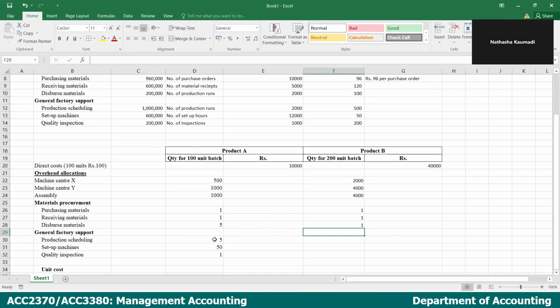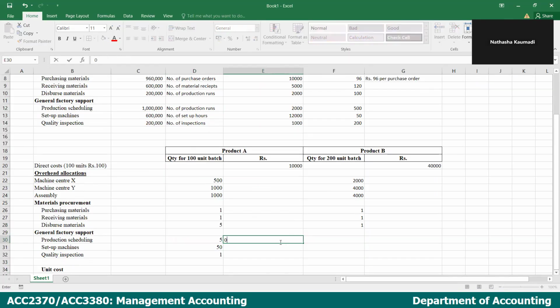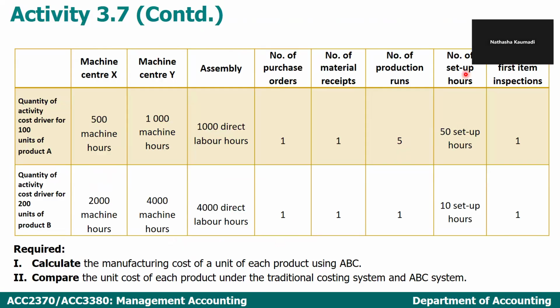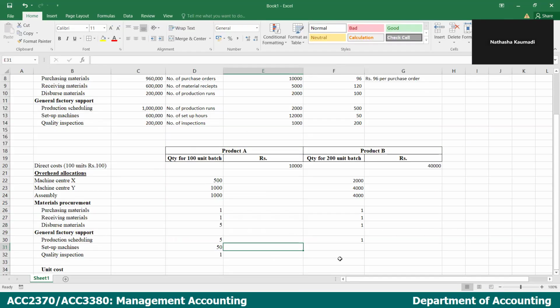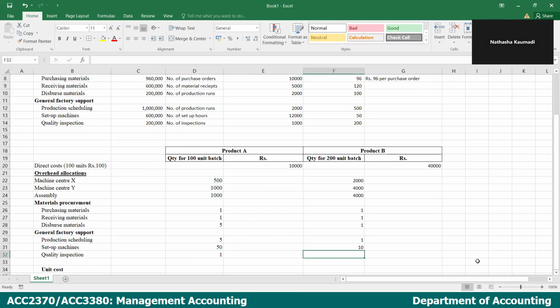What about production scheduling? Production scheduling, number of production runs. How many production runs? Again, 5 and 1. Setting up machines. Machine setup hours, 50 and 10. So I'm writing 50 and 10. Quality inspections, how many? 1 and 1. Likewise, you are writing the quantities required to produce the batches.